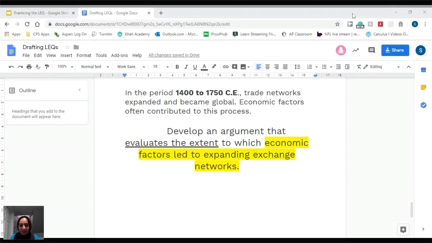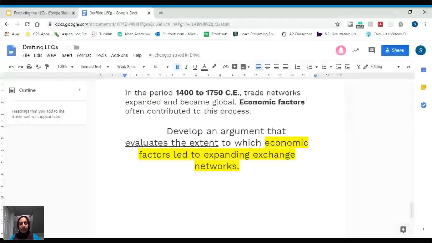Yes, economic factors. Good. So we are only allowed to talk about this period, and we are only allowed to talk about economic factors. We can't talk about social or political as much as you might want to. This essay is asking you to focus on the economics of this time period.